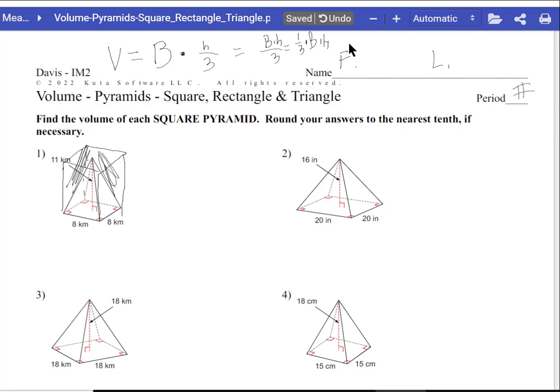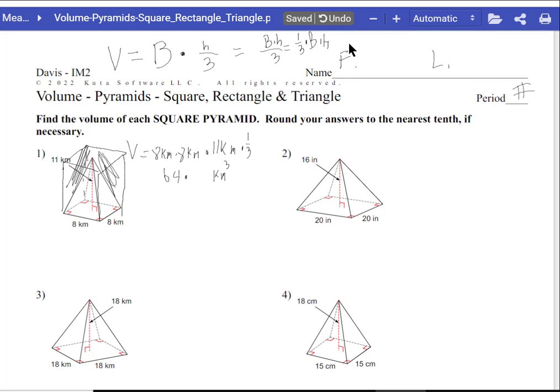So the area of the base is 8 kilometers times 8 kilometers. And we know we're going to divide it by 3. And the height is 11 kilometers. So I'm going to times it by 1/3. Well, 8 times 8 is 64. I can do that pretty easily. And then km times km times km is km to the 3rd power.